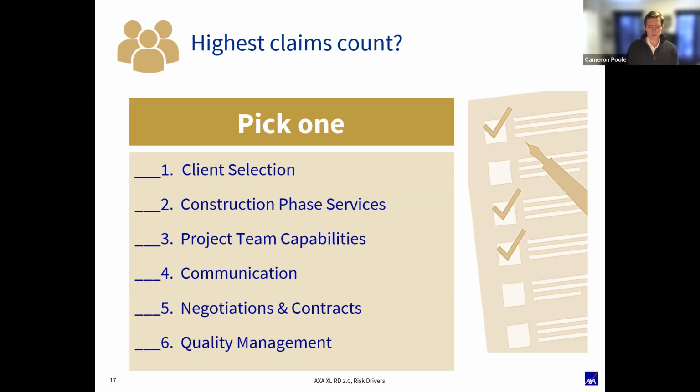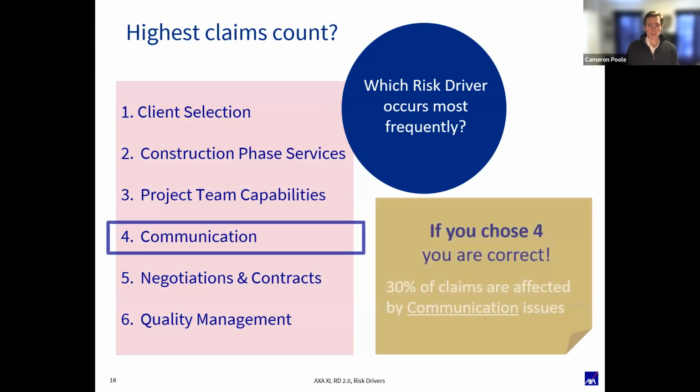All right. So which one is it? So it's number 4. Communication is number 1 in terms of driving the most amount of claims. 30% of overall claims are affected by communications related issues. And now it's tough though too, right? Because if you look at any one given claim, there can be 3 or 4 of these that actually contribute to you having a lawsuit situation. You might have picked a crummy client. Because of that, they proposed a bad contract.